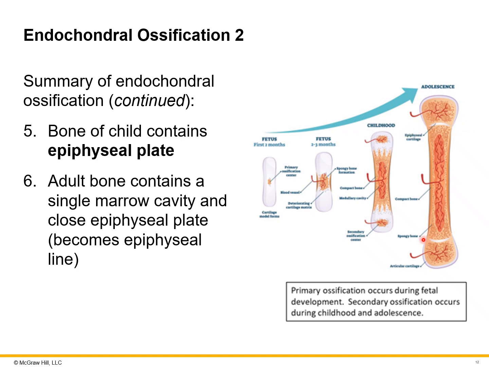We can't have bone elongation happen at the ends of the bone because that will interfere with the articulations with other bones. And once we have an adult bone, that will contain a single marrow cavity and the epiphyseal plate will be closed. So there'll no longer be cartilage there. It will be all ossified, but we'll see the remnants of a line called the epiphyseal line.